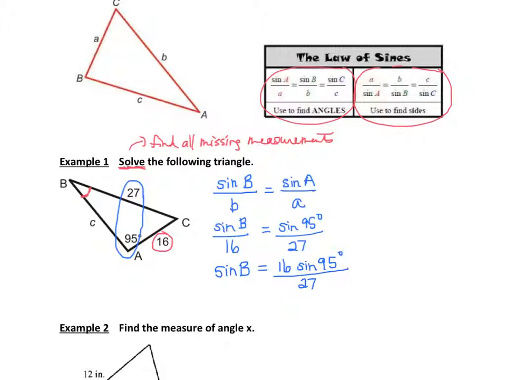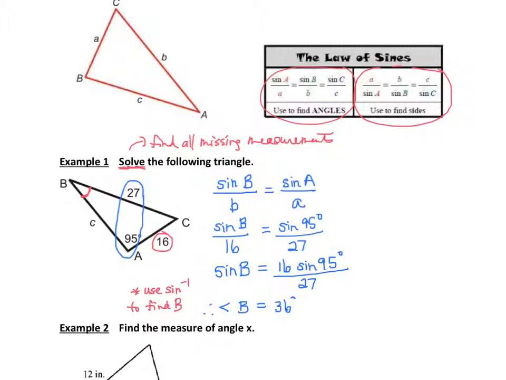Now remember, when you type this into your calculator, leave the decimal value on your screen and use your inverse sine button to find the angle. And you should get an answer of 36 degrees. So let's just make a side note here so you don't forget. Use sine inverse to find B.